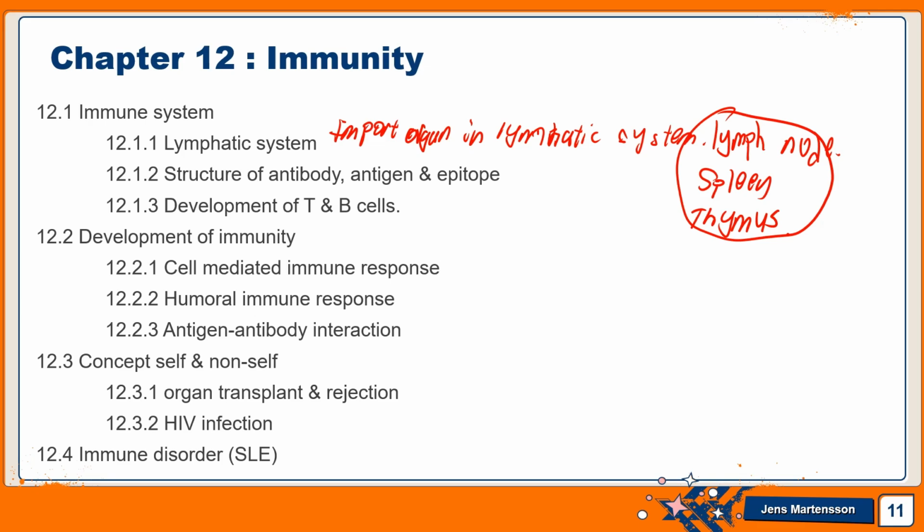I also have to know the function. What is the function of lymph node? What is the function of spleen and thymus? Because in one year, the essay question came out with: state the organ that is found in the lymphatic system and give its function.